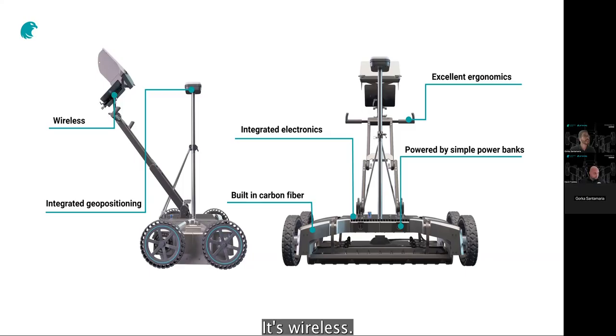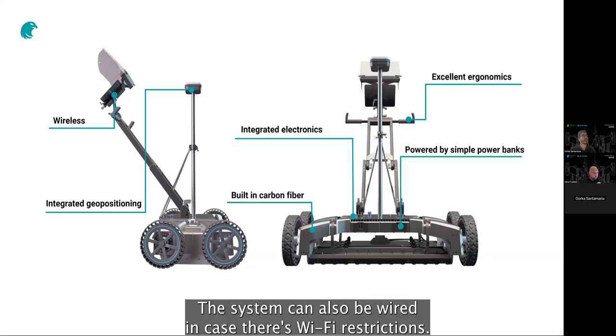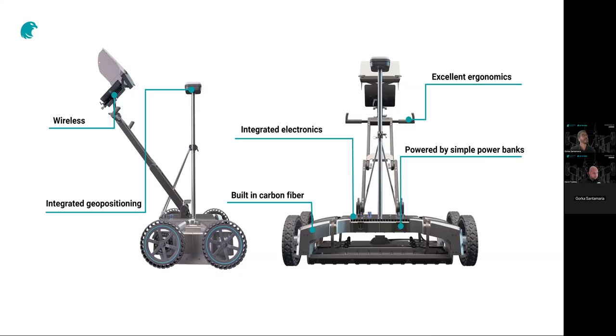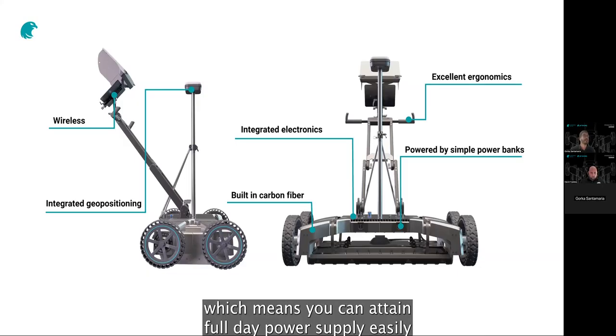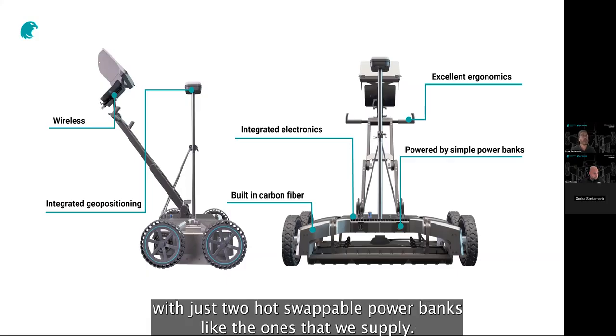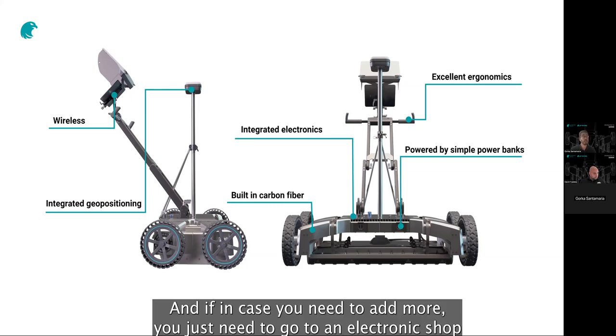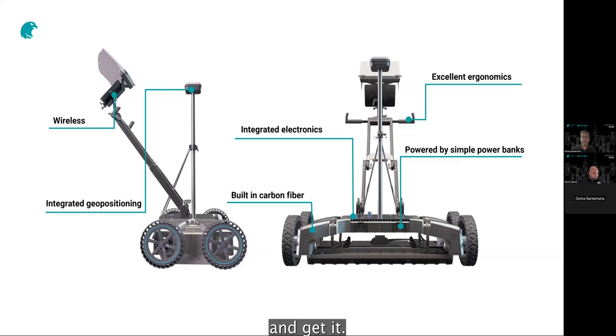It's wireless. The system can also be wired in case there's Wi-Fi restrictions. And it is powered by simple power banks, which means you can attain a full day power supply easily with just 2 hot swappable power banks like the ones that we supply. And in case you need to add more, you just need to go to an electronic shop and get it.